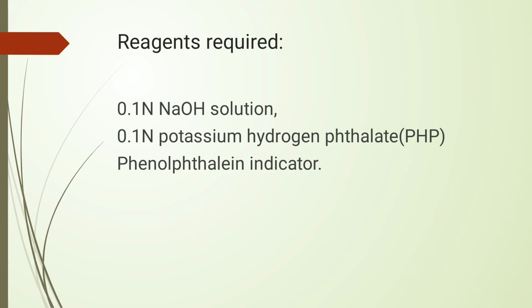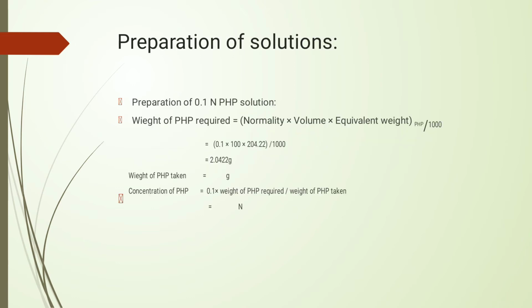Reagents required: 0.1 normal NaOH solution, 0.1 normal potassium hydrogen phthalate, which is nothing but PHP solution, and phenolphthalein indicator. Preparation of solutions: preparation of 0.1 normal PHP solution. Weight of PHP required is calculated using this formula: normality into volume into equivalent weight of PHP divided by 1000. Next, note down the weight of PHP taken. Next, moving on to the concentration of PHP: 0.1 into weight of PHP taken divided by weight of PHP required. Using this formula, we have to calculate the concentration of PHP.